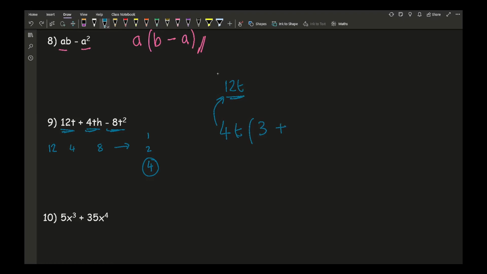So I can move on to the next term. Now the next term is 4th. So I've got 4 and I want 4, so that's fine. I've got 1t and I only want 1t, so that's fine, but I need an extra h, so let's stick an h there.